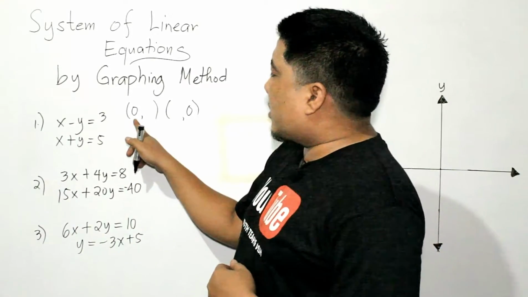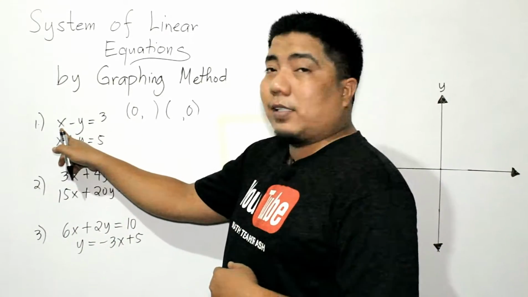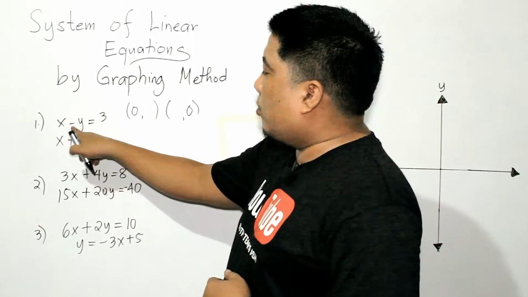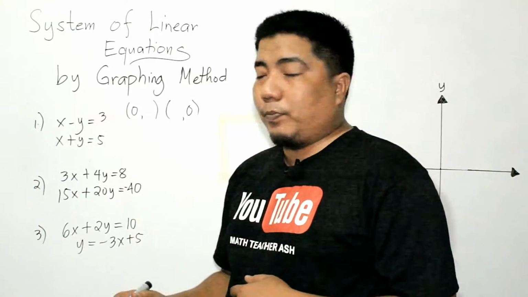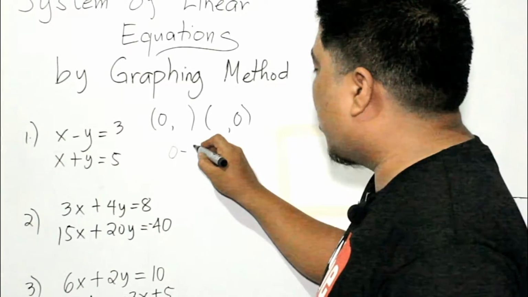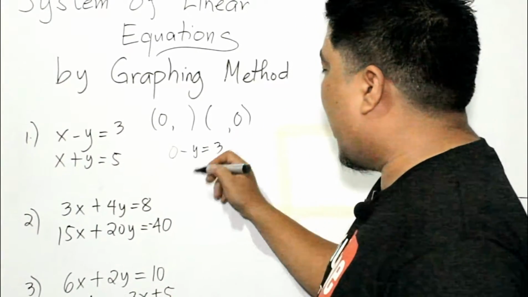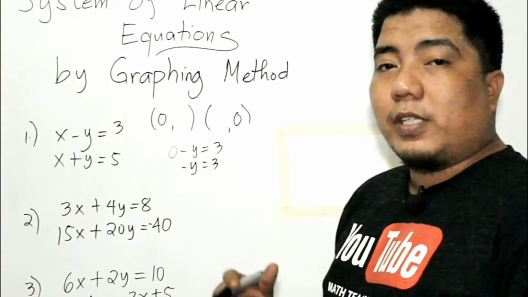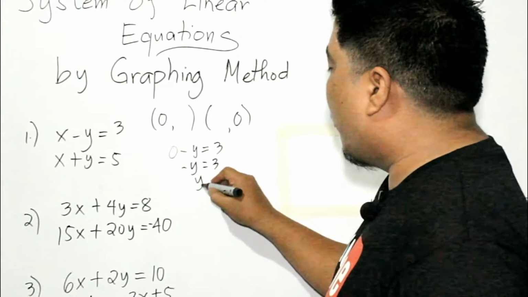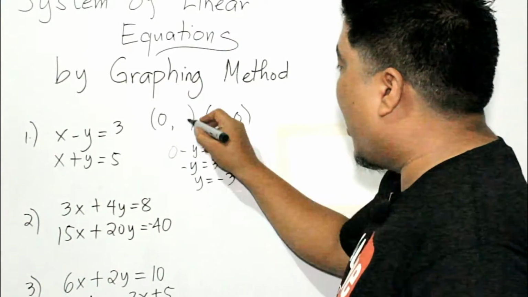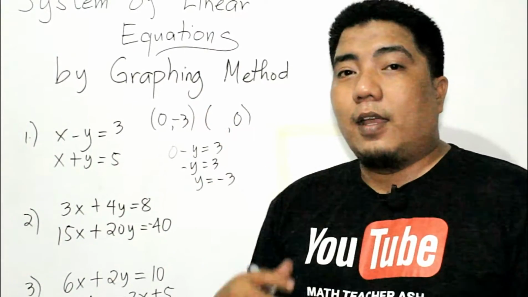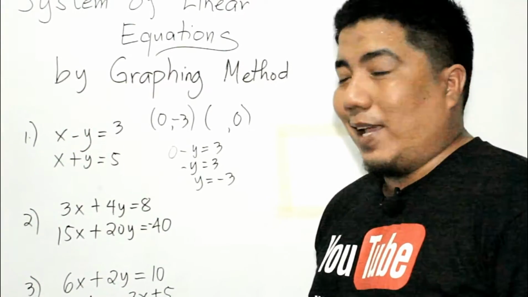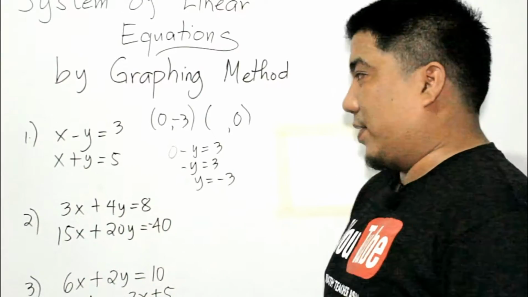Okay, so let's try. If x is 0, what will happen to y? So if x is 0, 0 minus y is equal to 3. 0 minus y is negative y is equal to 3. Divide both sides by negative 1. You will have y is equal to negative 3. Therefore, the y-intercept for our first equation is at (0, -3).